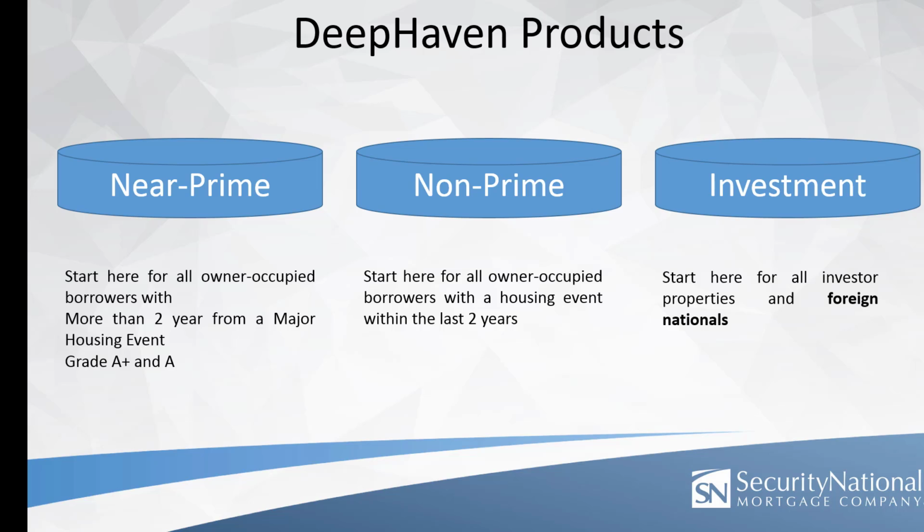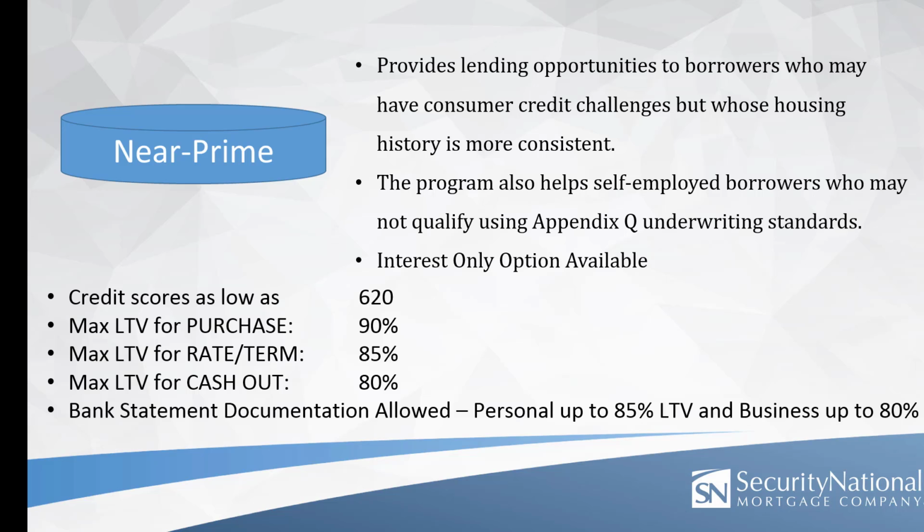When we look at this, there's basically three buckets. Near prime, which has not had a major housing event in the last 2 years. Non-prime, which says that there's probably been a housing event in the last 2 years. And the investment bucket, which is investment, but also includes foreign nationals. So you'll start by answering those questions, and then you'll drop into the next step.